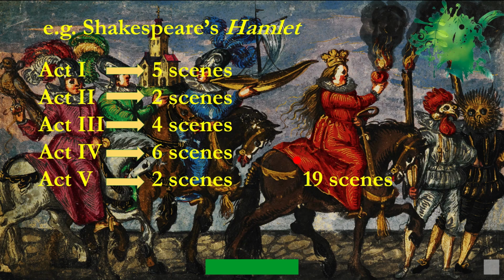Now dear students, let's understand an example of this act and scene. Here you can see we have Shakespeare's Hamlet. This picture I took from the internet, which shows a scene in Hamlet. Now you can see that Hamlet is a play with 5 acts. Here you see act first, act second, act third, act fourth, and act fifth. In the first act you find there are 5 scenes. In the second act 2 scenes, third act 4 scenes, fourth act 6 scenes, and in the last act we have 2 scenes, and there are 19 scenes in total in Hamlet.